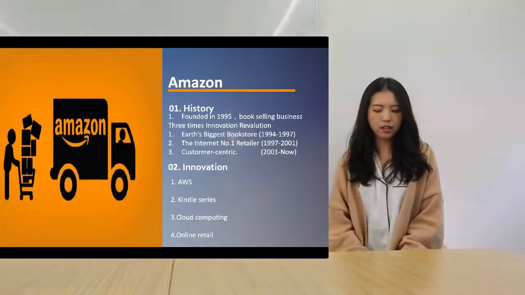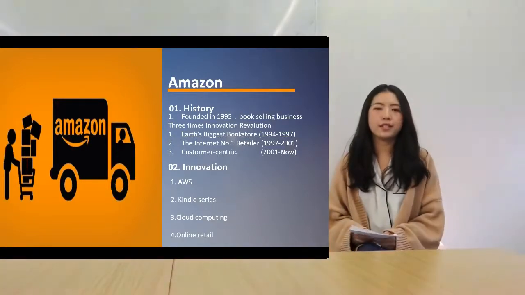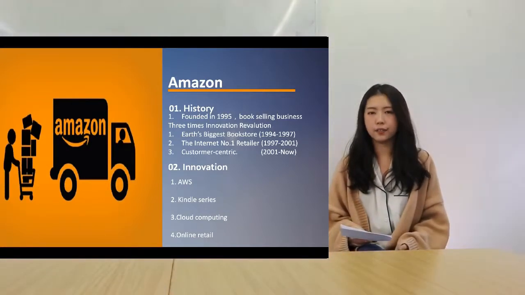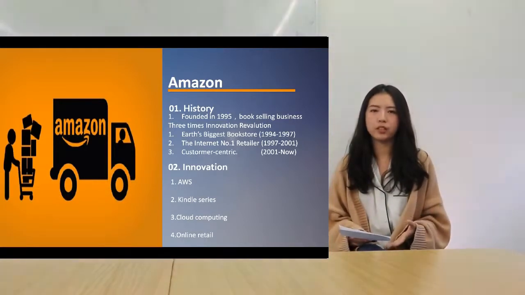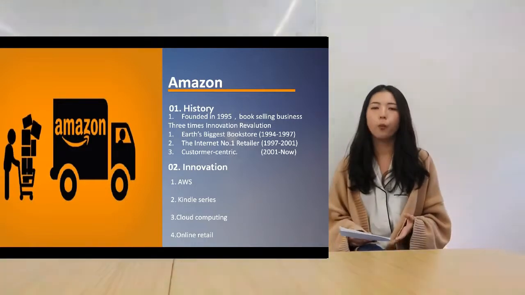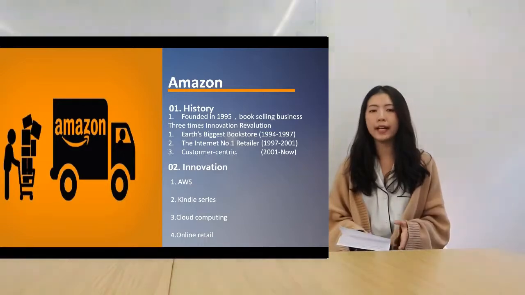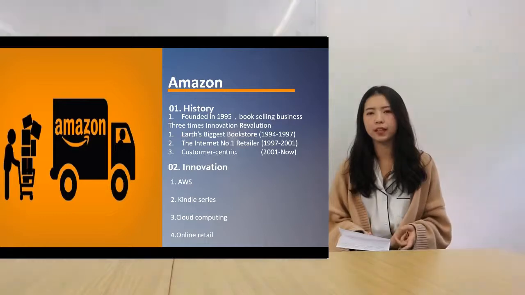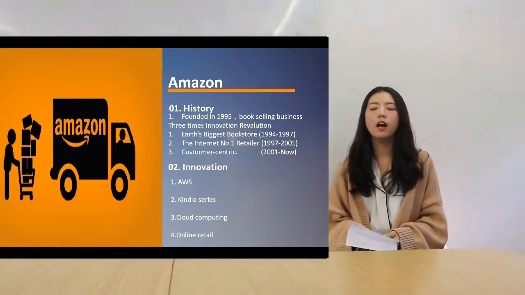Amazon is the largest online e-commerce company in the United States, located in Seattle, Washington. It was founded in 1995. At the beginning, they only started with an online book retailer business, but after three innovation revolutions, Amazon has so many innovative products: Amazon Web Services, the Kindle series, cloud computing, and online retail.